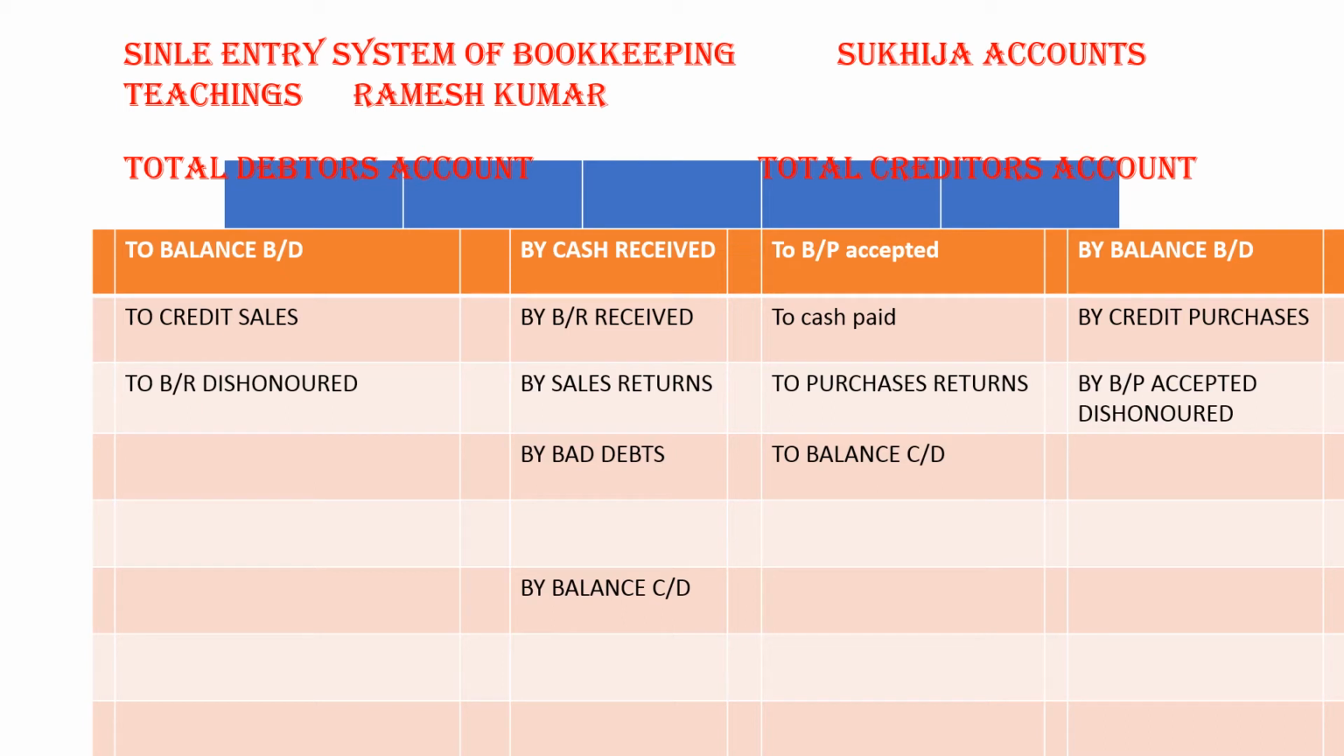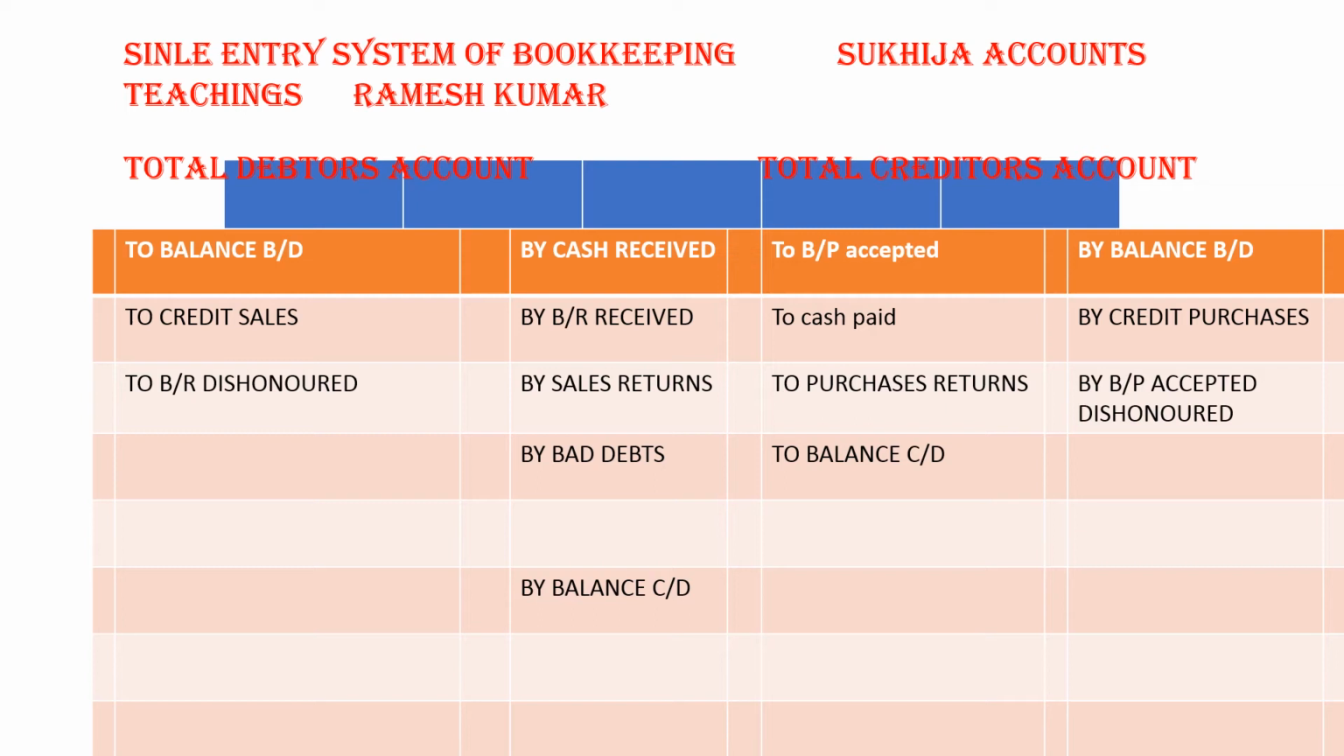Now, from debtors account, three important things can be calculated. Number one, opening debtors, to balance BD. If it is not given, we cannot prepare the opening statement of affairs to calculate the opening capital, because this is the opening capital which we require for preparing closing balance sheet.